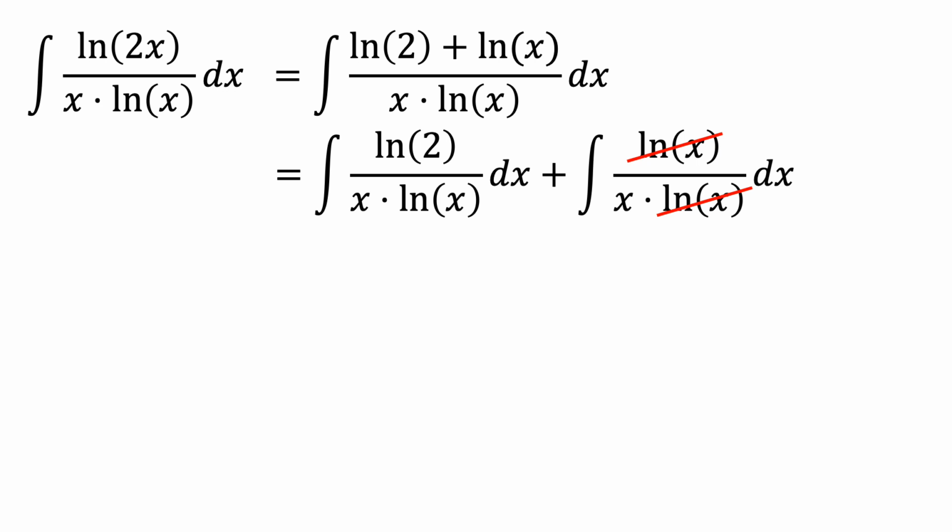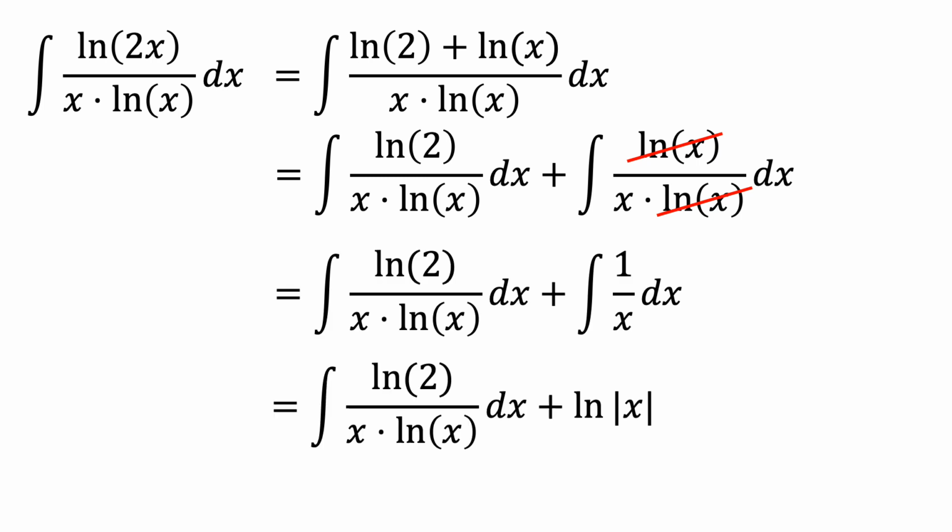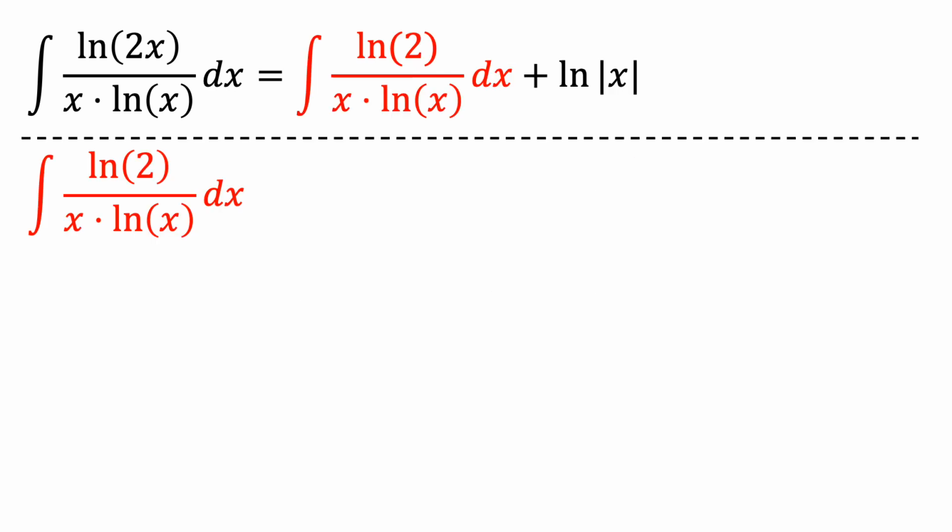It's fairly clear that the natural log of x will cancel out in the second term, leaving me with simply the integral of 1 over x. The integral of 1 over x can be readily computed as it's a standard integral, giving me the natural log of the absolute value of x. Now let's look at the first term of this integral. So I am looking at the natural log of 2 over x times the natural log of x.